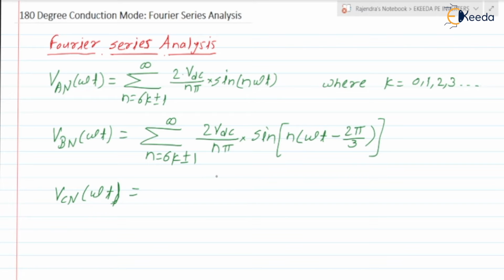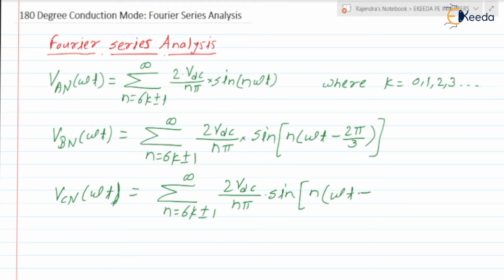Next, similarly, VCN of omega t is equal to the summation over n equal to 6k plus or minus 1 up to infinity of the same 2 VDC divided by n pi into sine of n into omega t, either minus 240 degrees or plus 120 degrees. In both ways we have the same meaning.